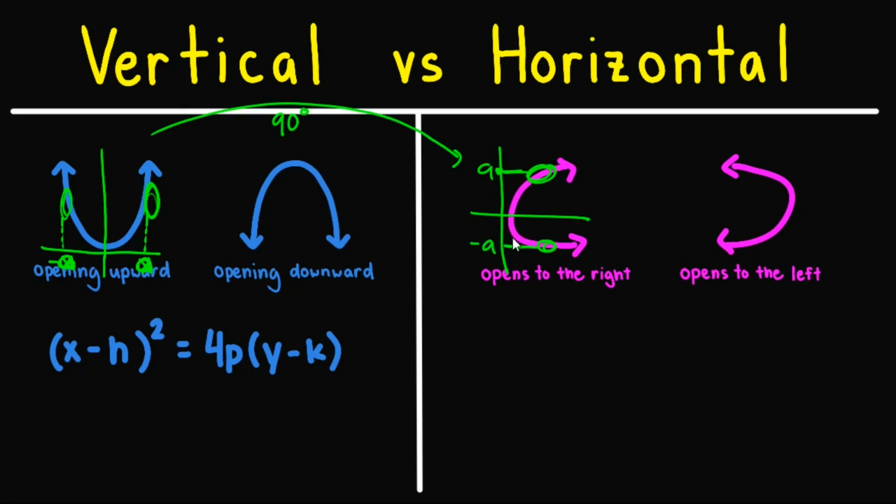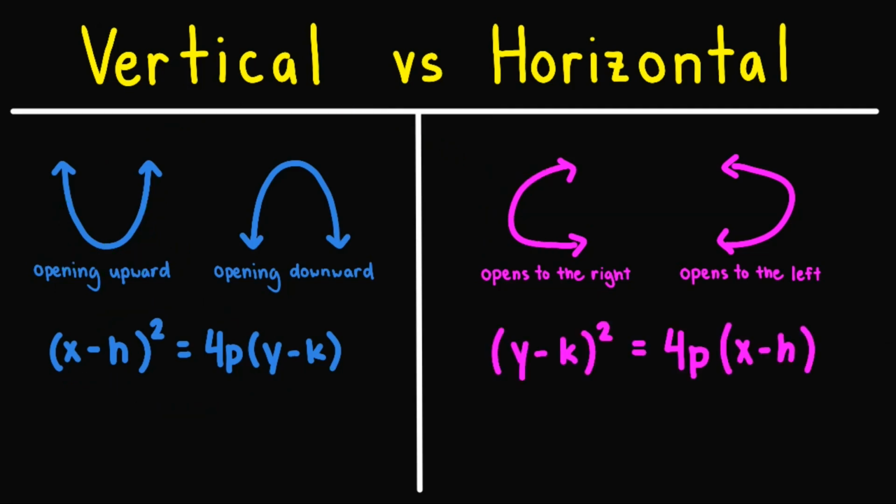Observe that negative a and a out here are on the x-axis, while negative a and a out here are on the y-axis. So it's like moving the x to the y, or replacing x with y out here. And indeed, that's the thing that we need. What we do to get the horizontal form of the equation of a parabola is just to interchange the y part out here with the x. That is, we'll have this equation.